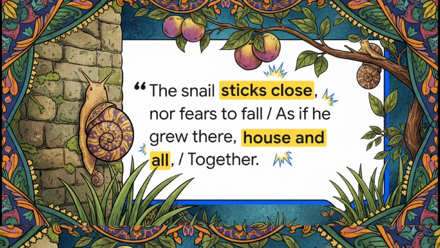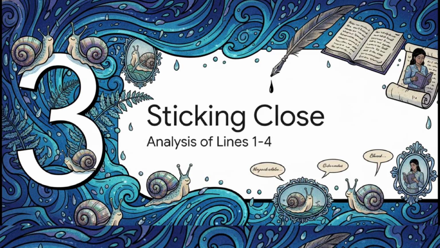To grass or leaf or fruit or wall, the snail sticks close, nor fears to fall, as if he grew there, house and all together. It's such a simple and beautiful image, isn't it? Okay, so let's really break this down. What is Cowper really showing us in these opening 4 lines? What's the very first impression we're getting of our little subject here?